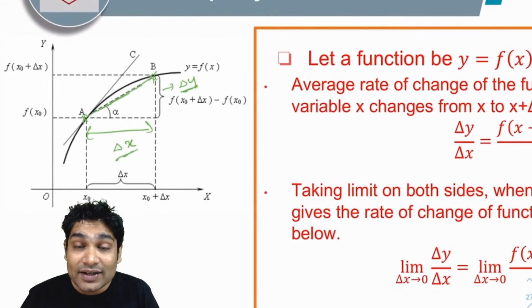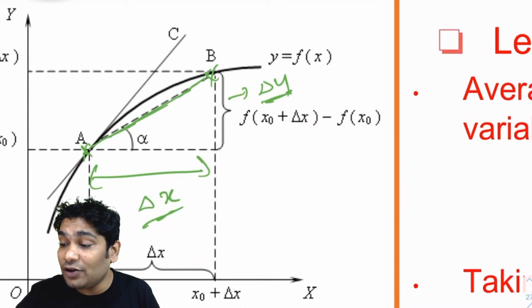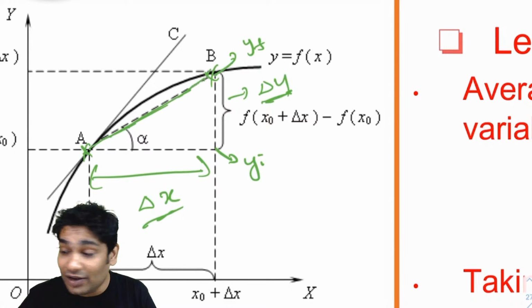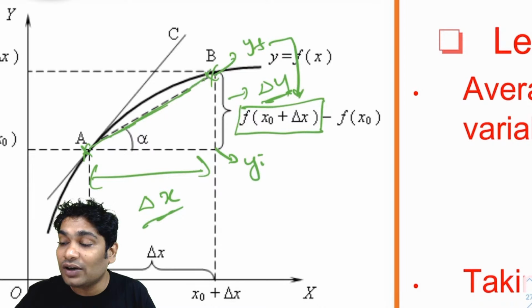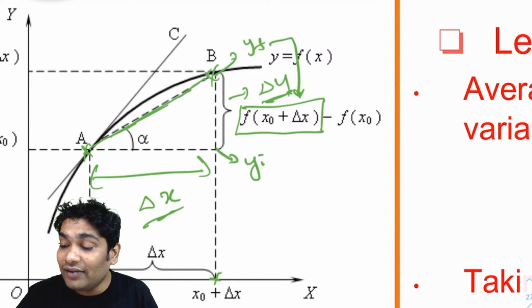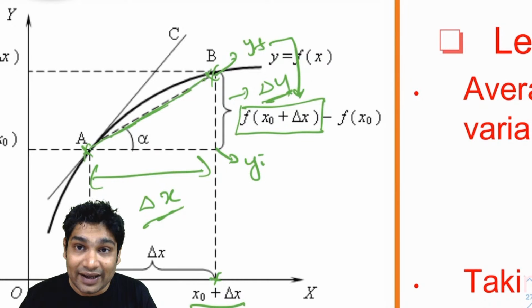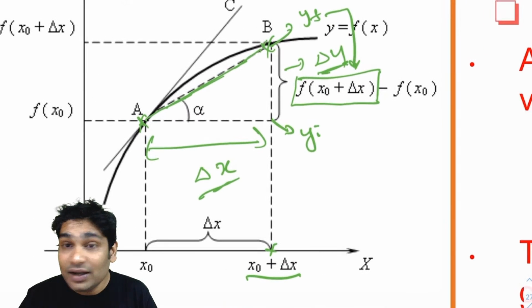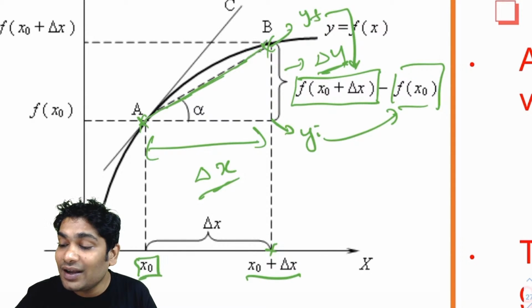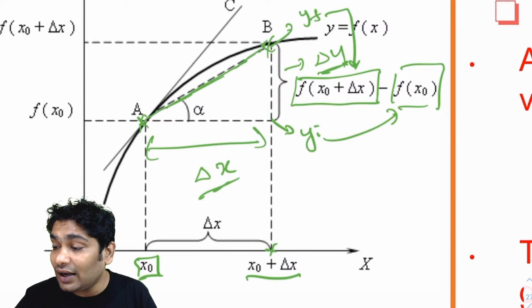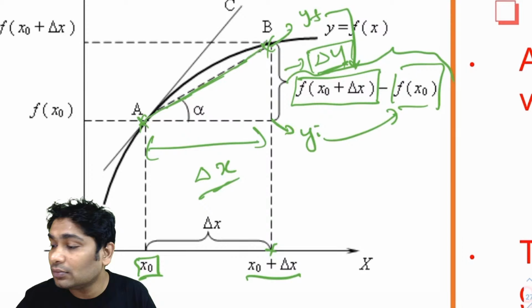So what is delta y? Delta y is the final value of y minus the initial value of y. My final value of y is the value of y when x is equal to x plus delta x. Similarly, the initial value of y is the value of y when x is x naught. So this entire term is delta y.